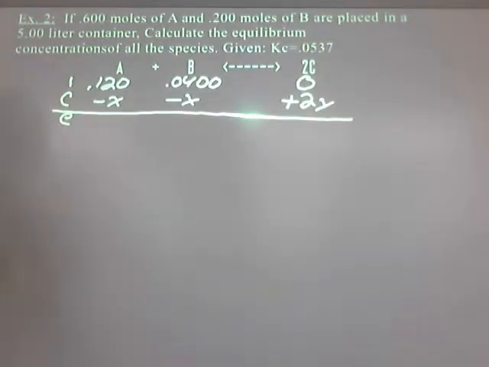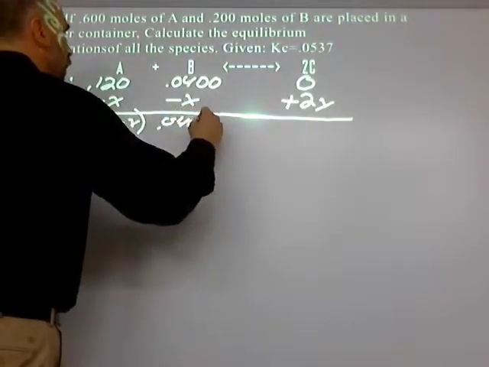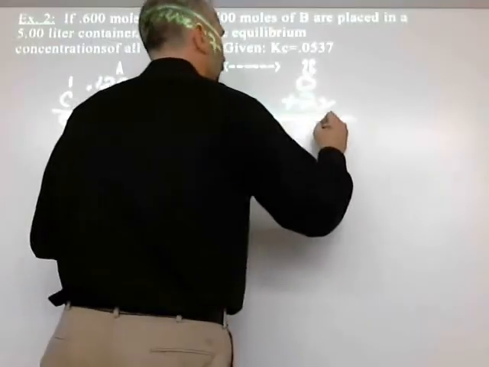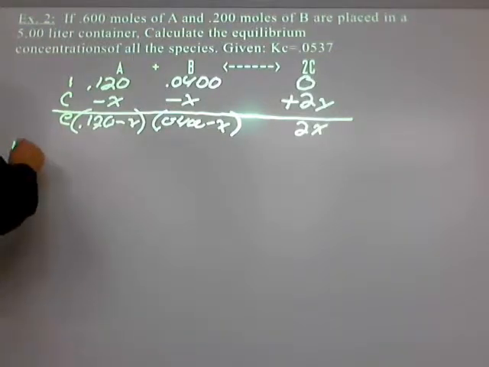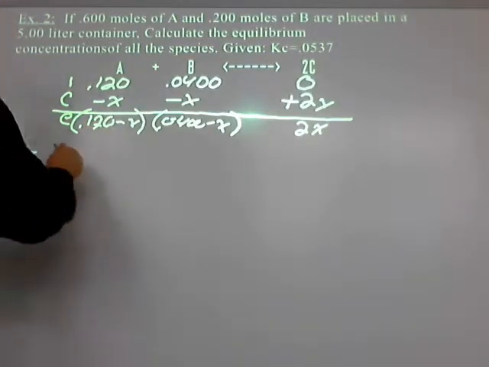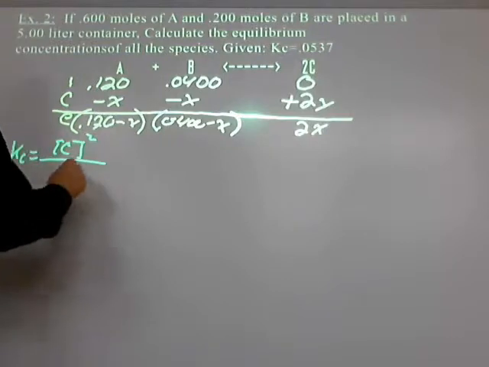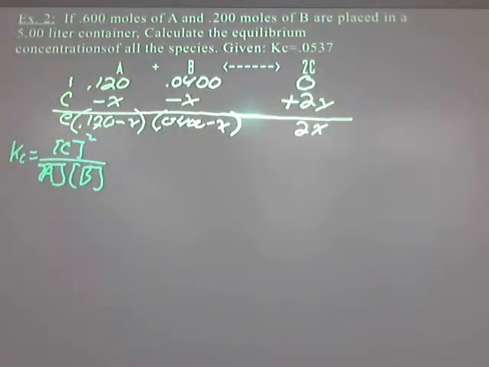All right. Now we have 0.120 minus X, 0.0400 minus X, and 2X. Everything's exactly as before. I'm going to write my equation down. For the Kc, what is Kc going to equal? Kc will equal products over reactants. I need you to write Kc out. Don't just go right to the x's. It's going to equal C squared, right? Everybody agree? Over A times B, both raised to the first power.